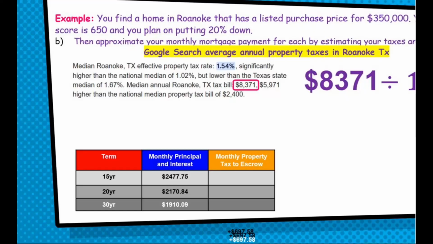So they're going to divide that into 12 equal payments and add that to my mortgage payment, or add that to my principal and interest payment. So I'm going to take this number and divide that by 12. It doesn't change depending on the 15, 20, or 30 year because it's still the same amount. That's the taxes. The 15, 20, and 30 year have to do with the principal and interest.